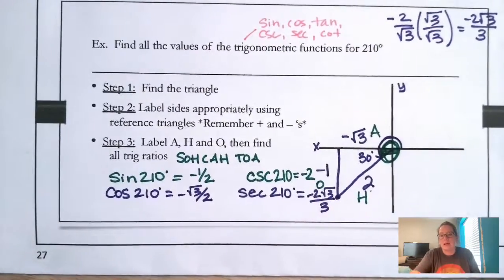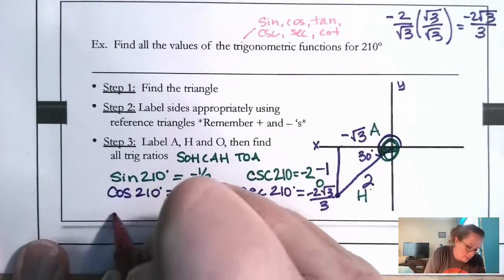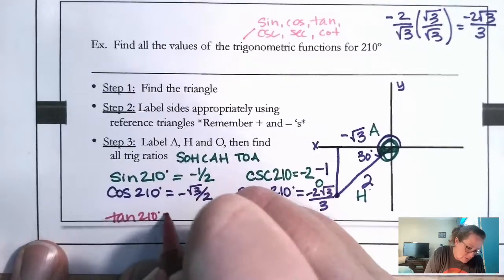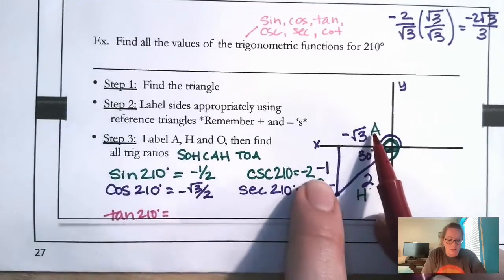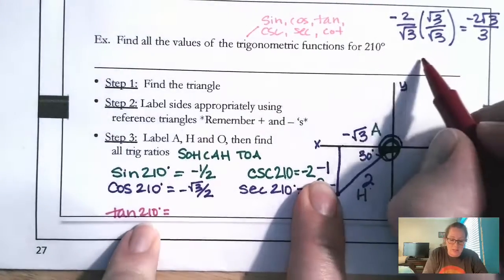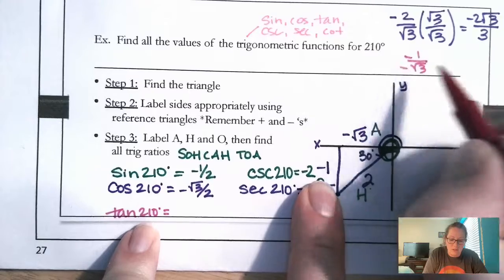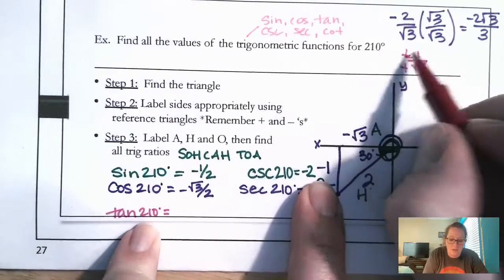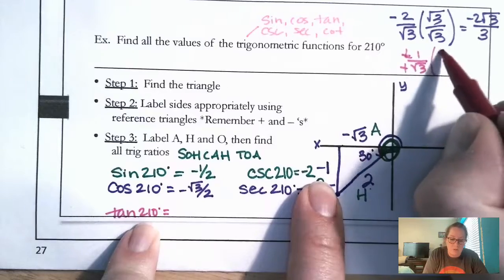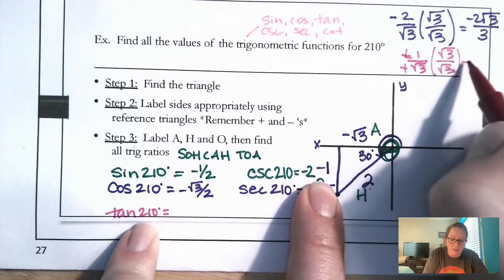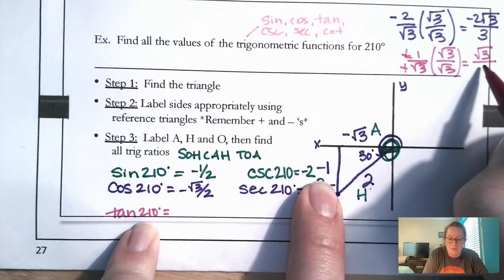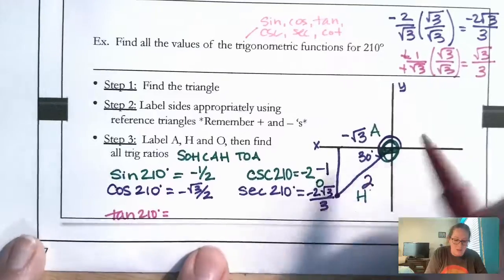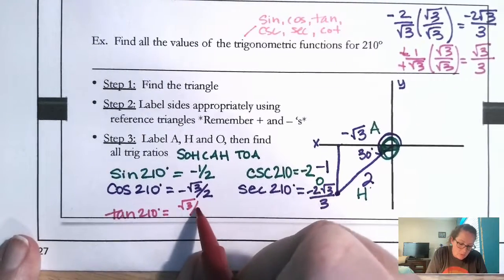Okay, last one. Let's do some dark pink. That's tangent. So now we got tangent of 210 degrees. Tangent is O over A. There we go again with a radical in the denominator. So let's look at that. We get negative 1 over negative root 3. Negative over negative cancels out. So we're left with positive 1 over root 3. Can't have a square root in the denominator. So we're going to get 1 times root 3. Root 3 times root 3 is root 9, which is 3. So we're really going to get the positive root 3 over 3.